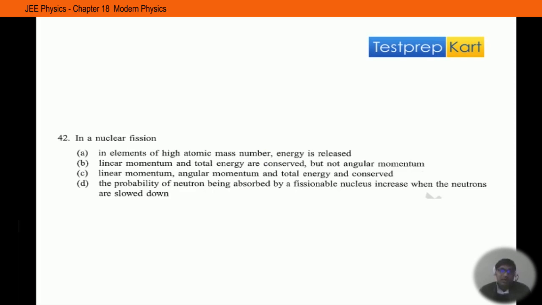Okay, the next question is about nuclear fission. In an element of high atomic mass number, energy is released. Fission means combination of nuclei, so it is not right. Linear momentum and total energy are conserved, but angular momentum is not conserved. It is right, because when nuclei are combined, the orbital vector increases. Next, linear momentum, angular momentum and total energy are conserved. It is not correct, it is a contradicting statement. The probability of neutrons being absorbed by a fissionable nucleus increases when neutrons are slowed down. It is right, because the probability of capture increases. So B and D are correct.